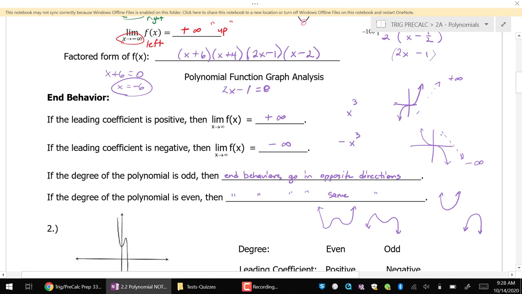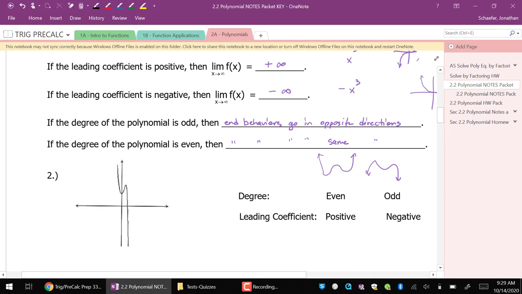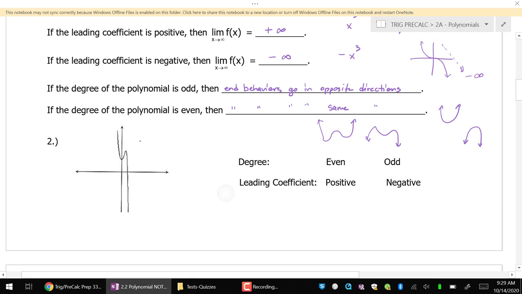So here I have what looks like a power of 3, a degree 3. It looks like a cubic. So it's certainly, I don't know if it's a degree 3 for sure, but I know it certainly is odd because I see it's up and then it's down. And because it's overall falling or decreasing towards negative infinity, I must have a negative leading coefficient.